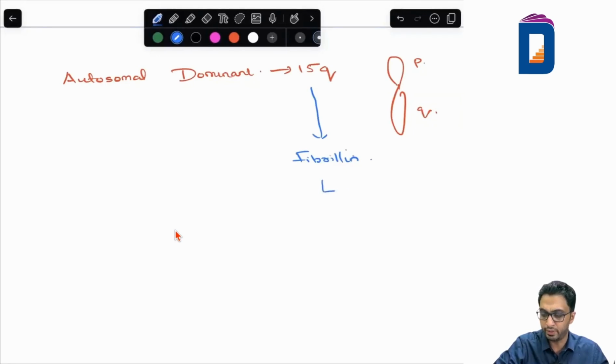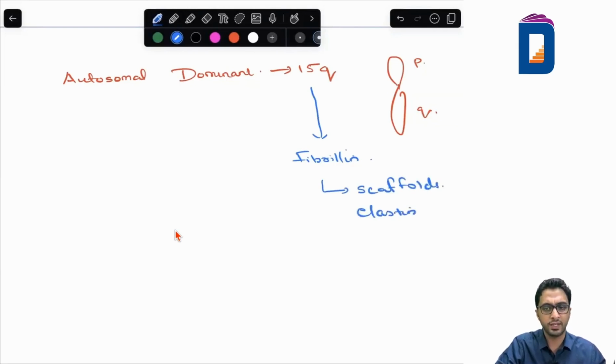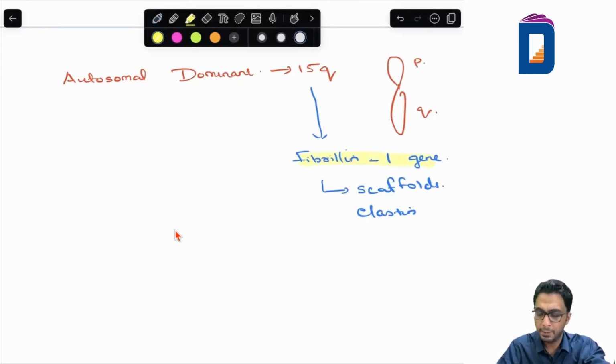Now, what is the importance of fibrillin? Fibrillin is a scaffold, so it scaffolds your elastin. As I've told you, elastin is there everywhere: in the skin, in the ligaments, in the blood vessels, in the aorta, everywhere. So all these are affected. That's one question: the fibrillin 1 gene. They'll confuse you with fibrillin 1, 2, 3, but it's basically the fibrillin 1 gene. That's the basic thing.